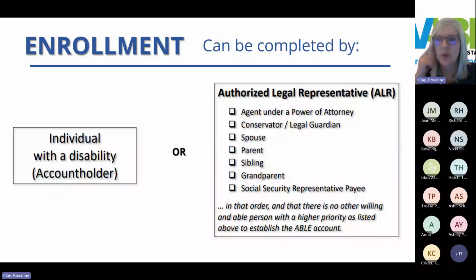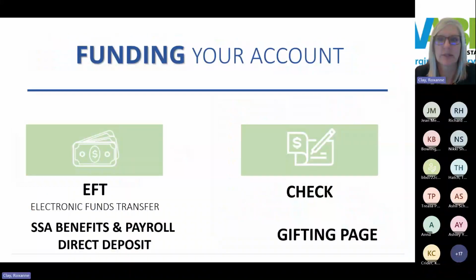And then we have a legal guardian or a conservator that's been approved by the courts, a spouse, a parent, a sibling, a grandparent, and the Social Security Representative Payee. But be advised, for the individual that acts as an authorized legal representative, they will be formally assigned to the account and will be the only person allowed to transact on the account.